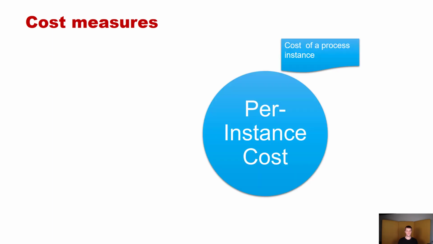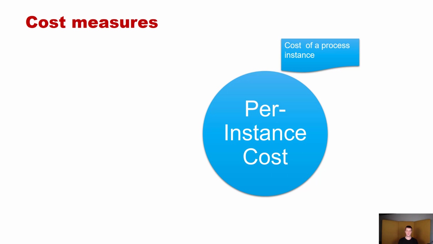Next dimension would be cost measures. So how do we measure process cost? Usually it is done in terms of per instance cost. So cost of a process instance. And this is usually measured from the perspective of the process owner.